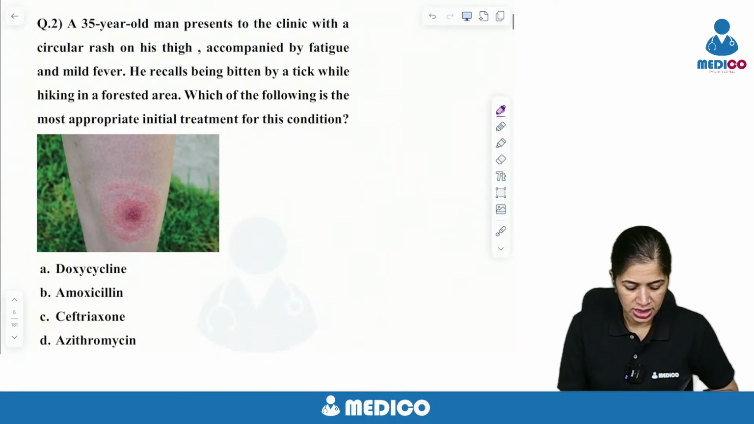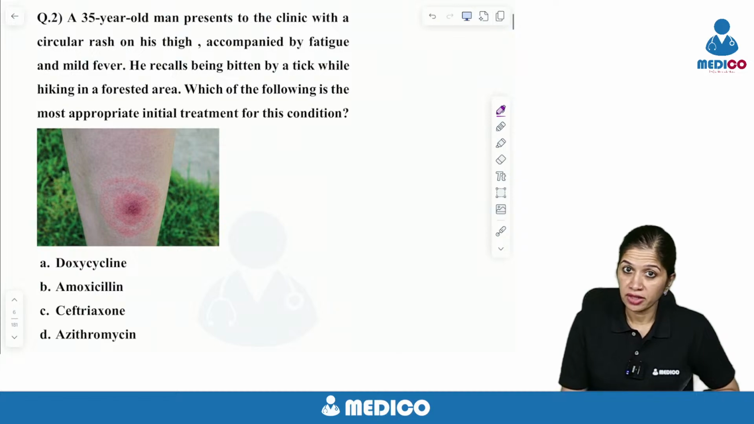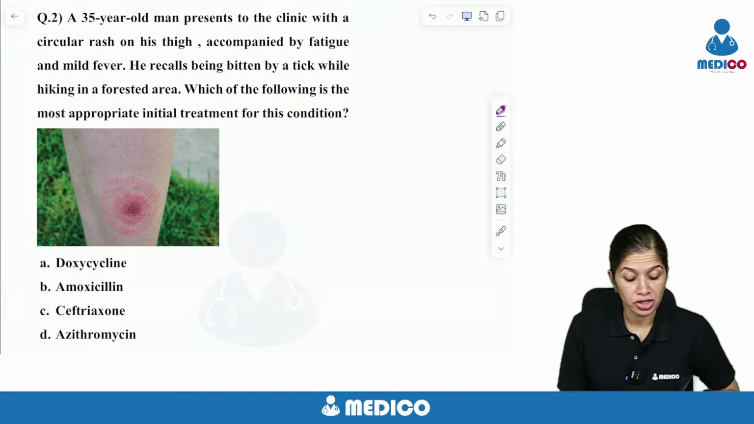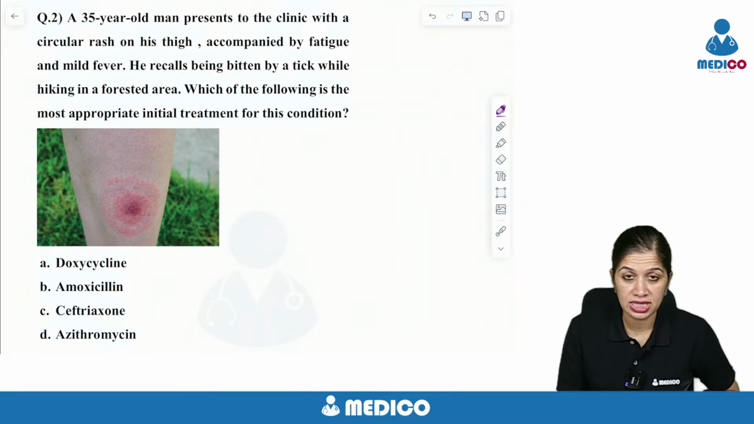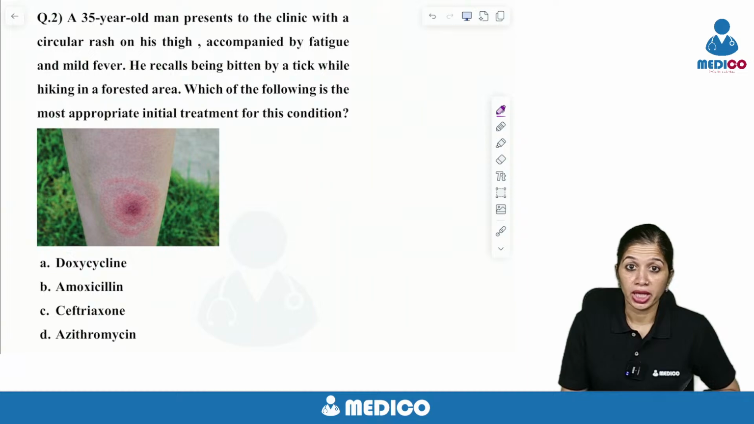Then coming to the second question. A 35-year-old man presents to the clinic with a circular rash on his thigh, accompanied by fatigue and mild fever. He recalls being bitten by a tick while hiking in a forested area. Which of the following is the most appropriate initial treatment for this condition? Is it doxycycline? Is it amoxicillin, ceftriaxone or azithromycin?